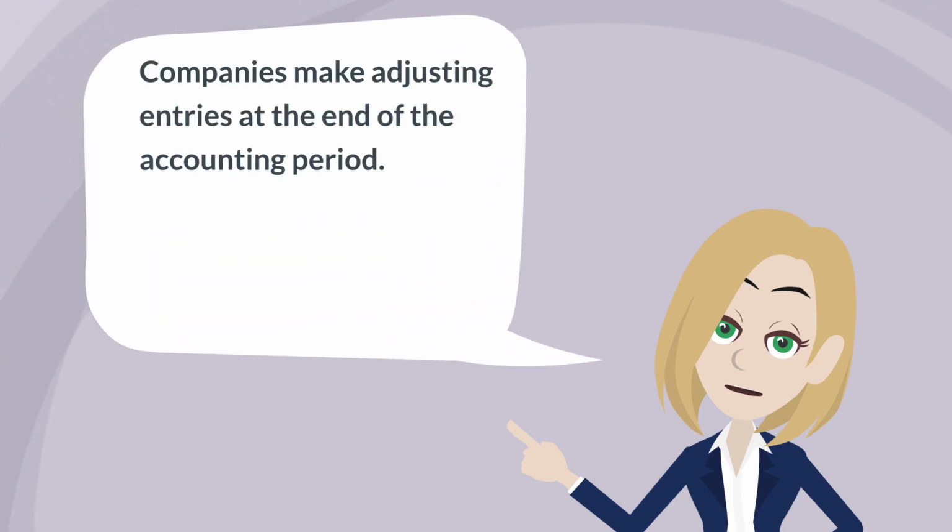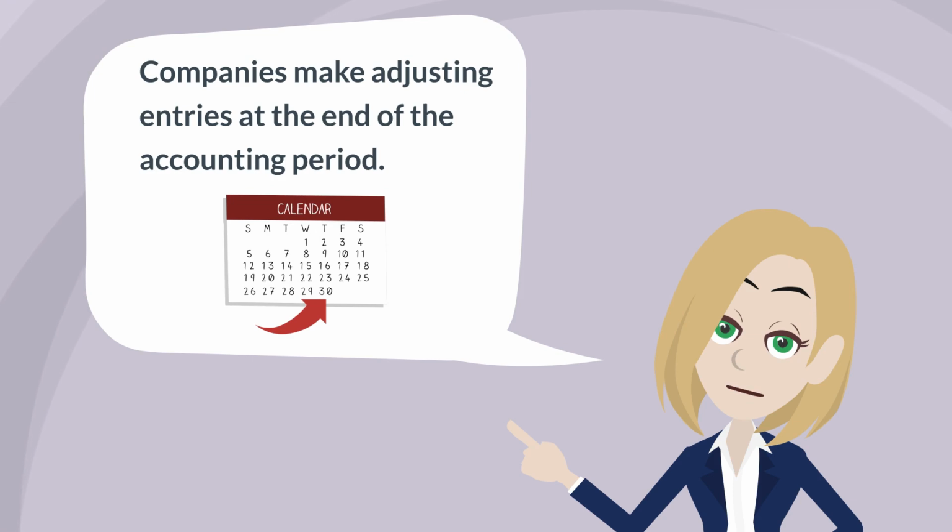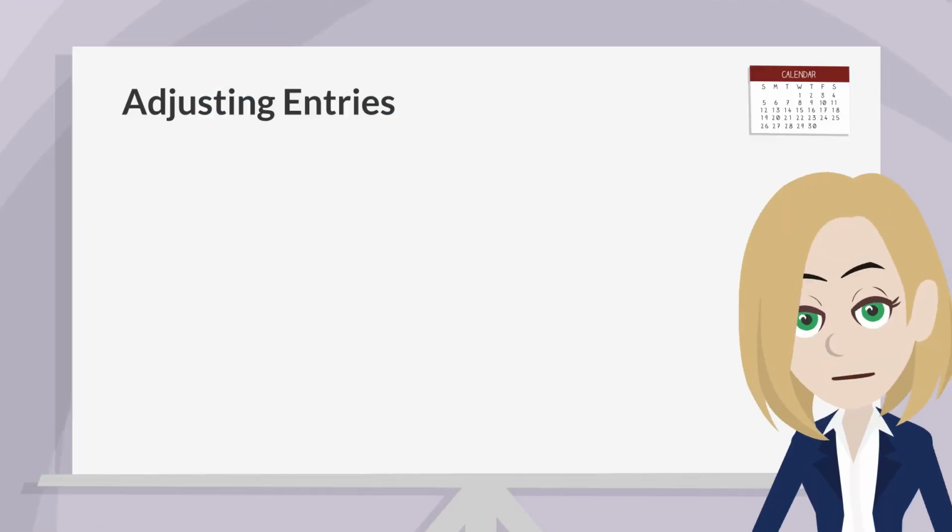Companies make adjusting entries at the end of the accounting period. These entries ensure that the companies record revenues in the period in which services are performed and recognize expenses in the period in which they are incurred. Adjusting entries ensure that both the revenue and expense recognition principles are followed.